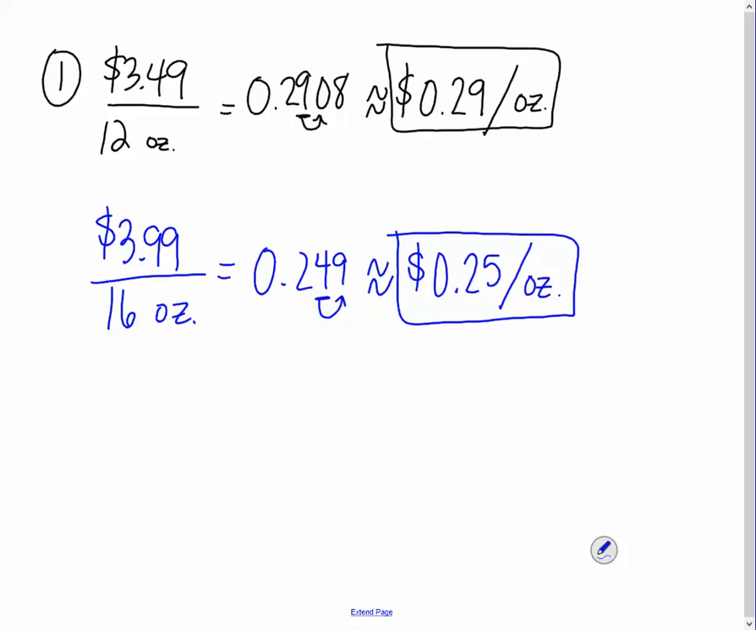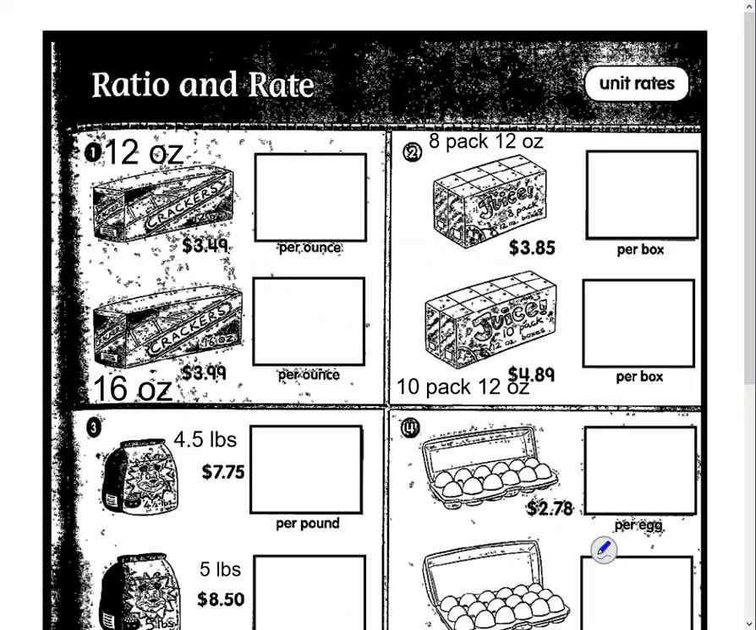All right. Let's go back here. We have some juice boxes, and we have an 8-pack. All the juice boxes are 12 ounces apiece, and that's $3.85. We also have a 10-pack, also 12-ounce boxes, so they're equal box size. It doesn't matter. That part is just kind of extra. And that's $4.89. So we've got to figure out which is the better deal.